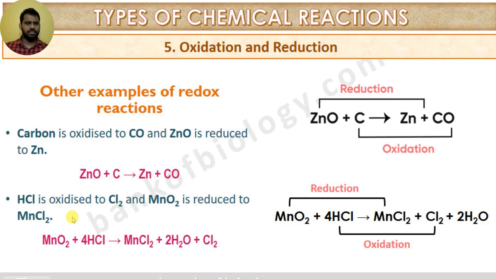Now we get one more equation. HCl is oxidized to Cl2 because it has lost hydrogen, and MnO2 is reduced to MnCl2 because it has lost oxygen. Clear? So this is another example of a redox reaction because oxidation and reduction are both taking place at the same time.